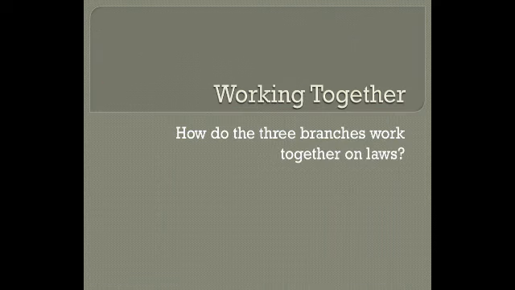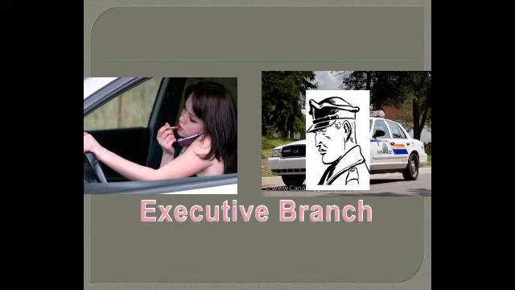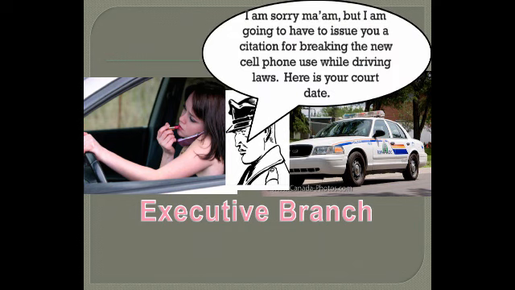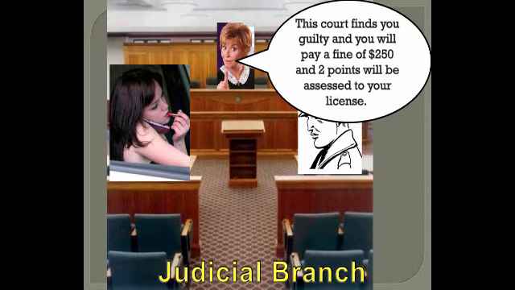Now, how do the 3 branches work together? We have the legislative branch, which passes laws, like let's say this one for talking on the phone while driving. Then the executive branch enforces them, says, okay, you broke the law, I'm going to give you a citation. And then finally, they're going to have the judicial branch, which interprets it to figure out if the person is guilty and what the appropriate punishment is. So that's how this actually works.